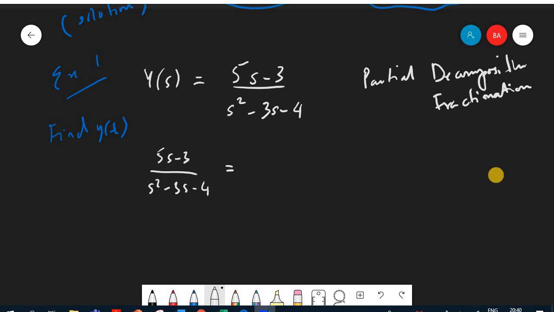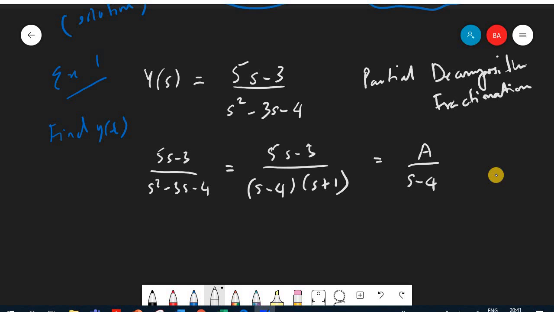And if you look at it, yes, we can factorize that. We can factorize this function to be s minus 4 into s plus 1. Now I have my denominator to the power 1, and since it is to the power 1, the fractionating numerator will be to the power 0, which means one order less. So this will be a over s minus 4 plus b over s plus 1.